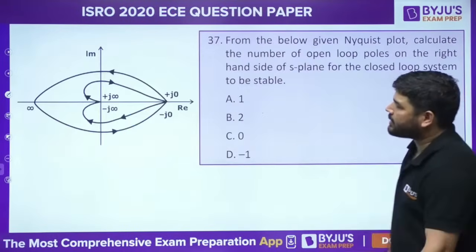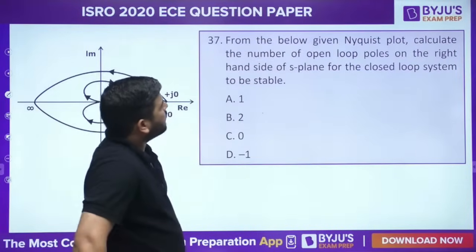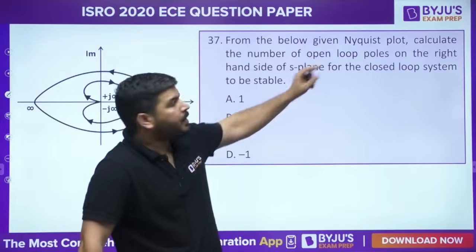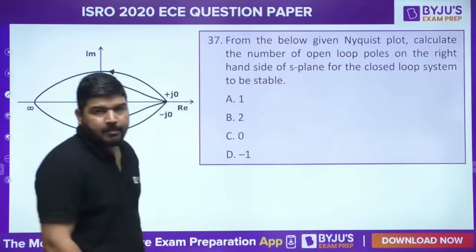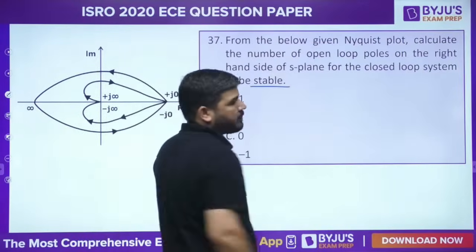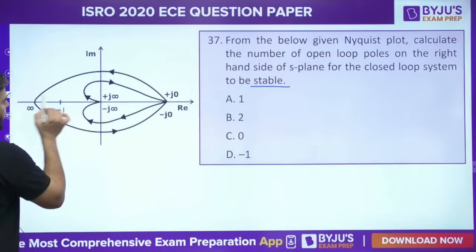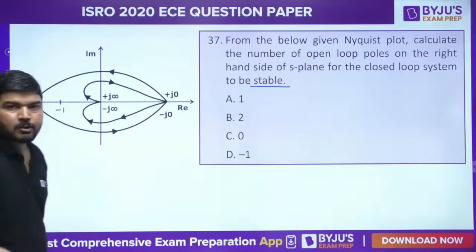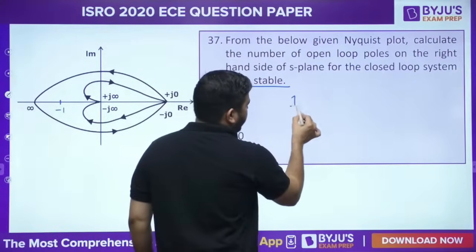Okay guys, let's come to the next. From the below given Nyquist plot, calculate the number of open loop poles on the right hand side of the S plane for the closed loop system to be stable. It is given that the closed loop system is stable. Now you can see that -1 will lie somewhere here, and the number of encirclements of -1 is 1.